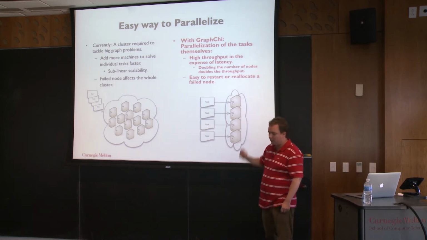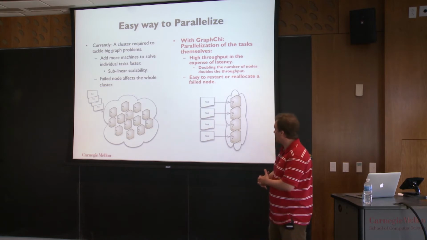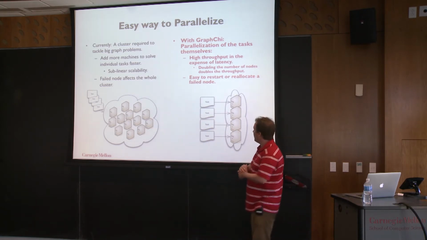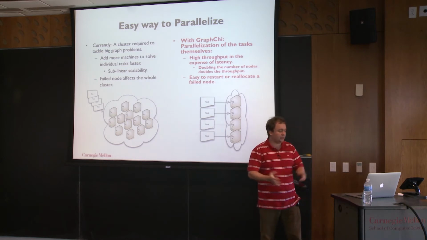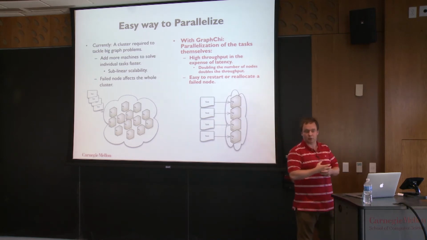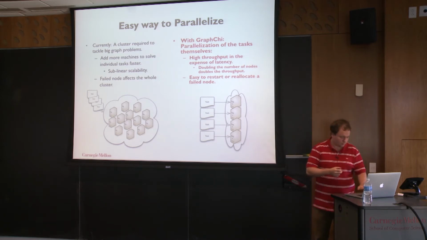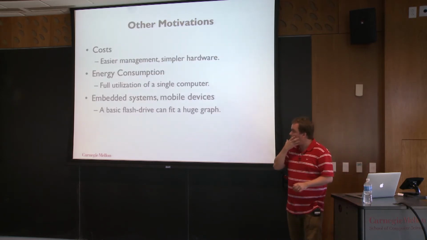why just have one machine for each task? And it's so easy to manage, program, and so on. And especially if you double the machines, you get exactly double the performance you need. There are other motivations for this kind of work.